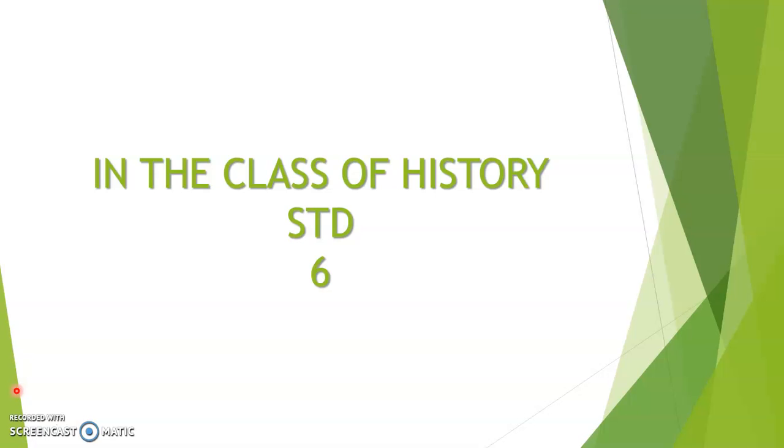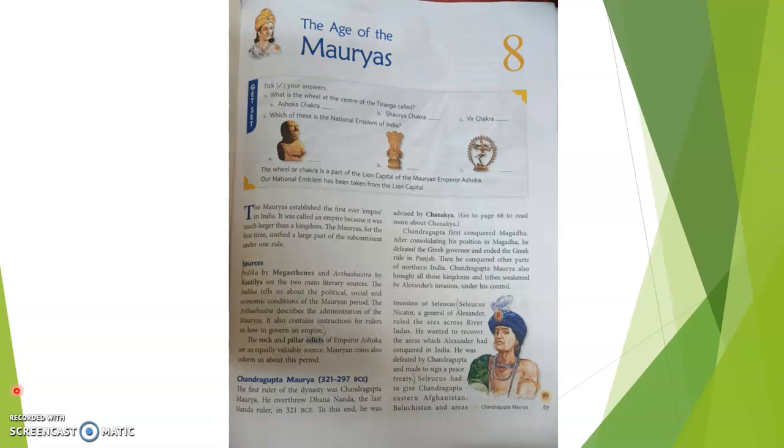Today we are going to start a new chapter, The Age of the Mauryas. Chapter 8, page number 67. In last class we already read about how Mauryans captured Magadha and Chandragupta conquered the Nandas. Now in this class we will read about how Mauryans established a big kingdom in India, and that is known as an empire. First time Mauryas brought all the area under one king.